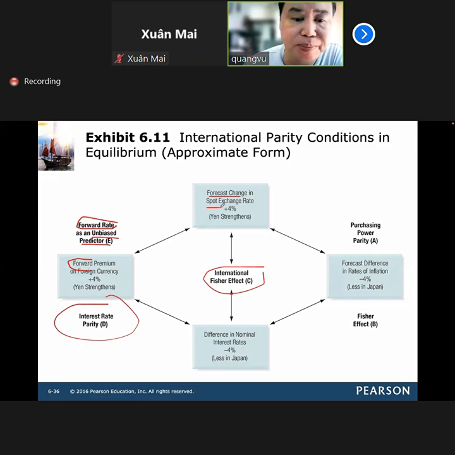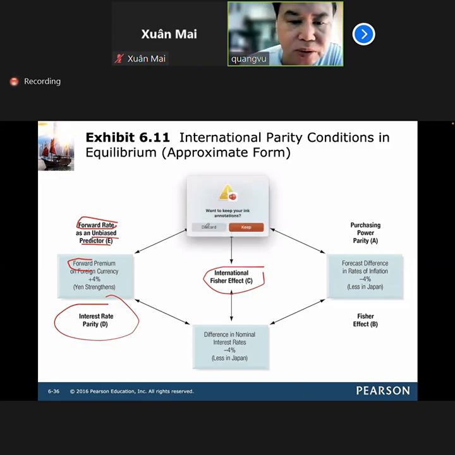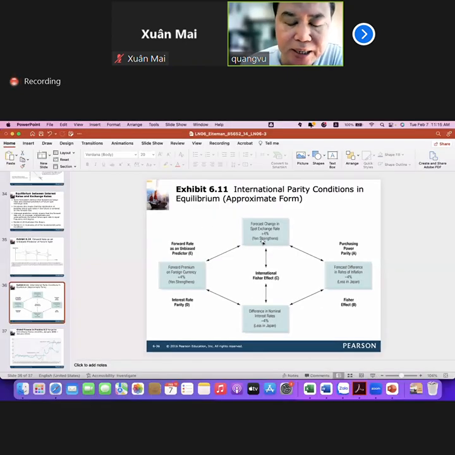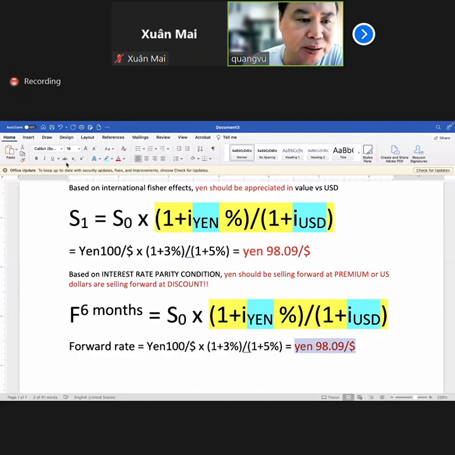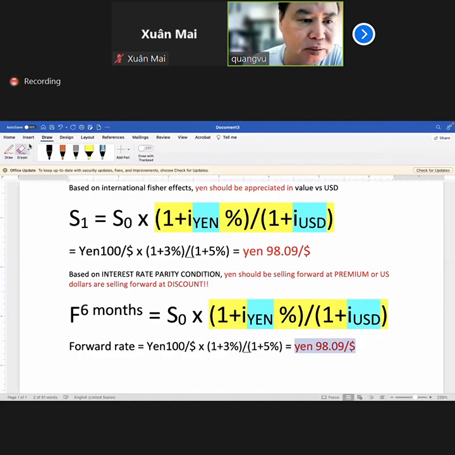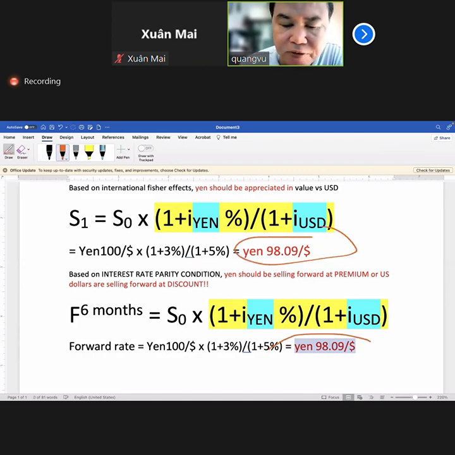Why unbiased prediction? Because the future spot rate and the forward rate are both based on the difference in nominal interest rate between the two countries. Both end up at the same number. See? So that's why people say the forward rate is an unbiased prediction of the future spot rate.